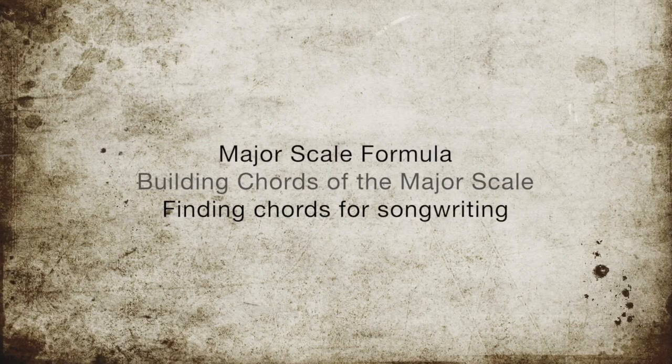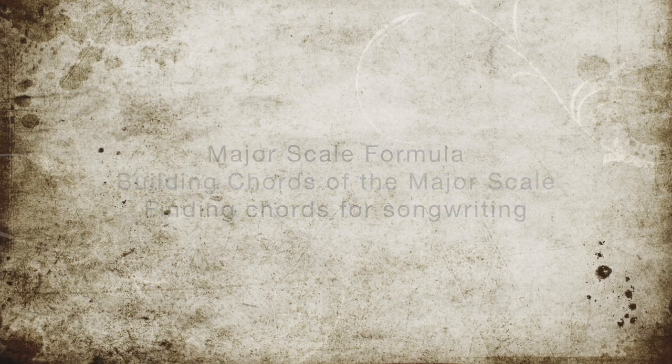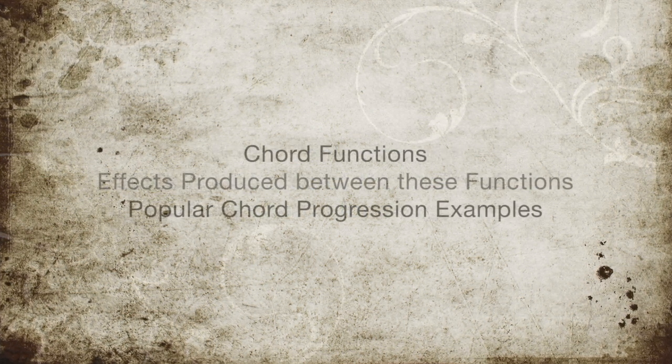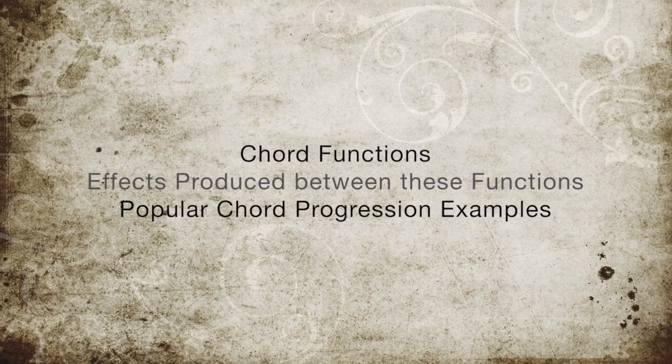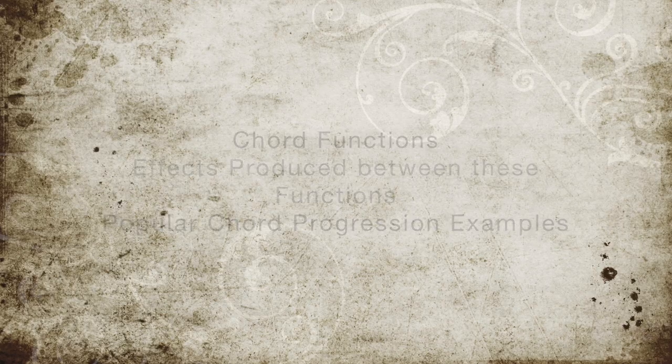So, fellow travellers, we've learned much in our 2-part lesson series. Here's what we've covered. Major scale formula, building chords in major scale, 2 examples of finding chords to use for songwriting, chord functions, effects produced between these functions, and applying this information within the context of popular chord progressions. I encourage you to play around with your own chord progressions, analyse them as we did in this lesson, and see if you can identify what's going on. It will become much easier if you want to change the progression around.